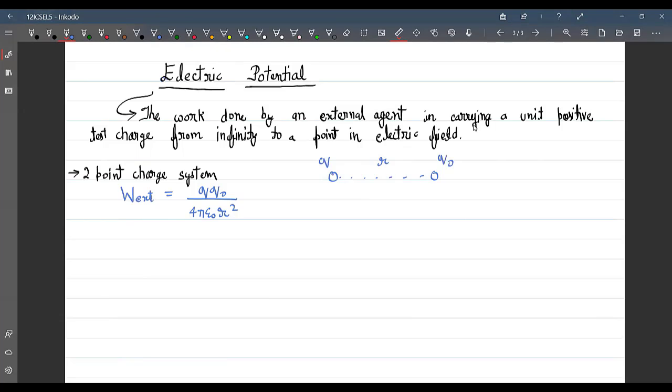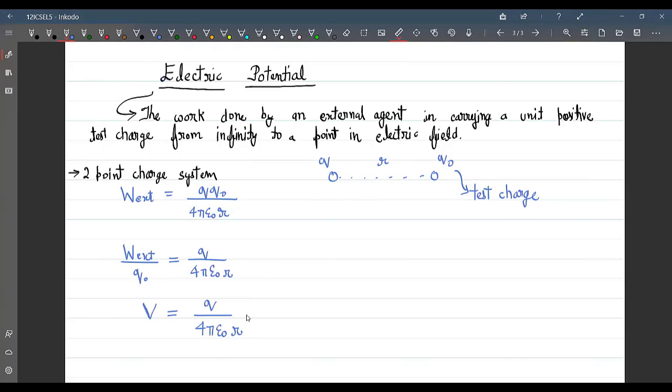But if you want to find the work done by the external agent in carrying a unit positive test charge, let us say Q naught is your test charge, then you can calculate the per unit work done by just dividing it by Q naught. That will give you a value of Q by 4 pi epsilon naught r, not square, but r. So if you divide the work done by Q naught, you're basically counting work done per unit charge. If this was the work done for Q naught amount of charge, then the work done in moving 1 unit of charge will be the work done divided by Q naught. And this is defined as the potential: Q by 4 pi epsilon naught r.